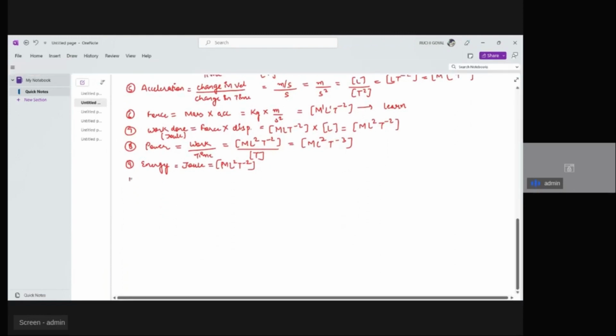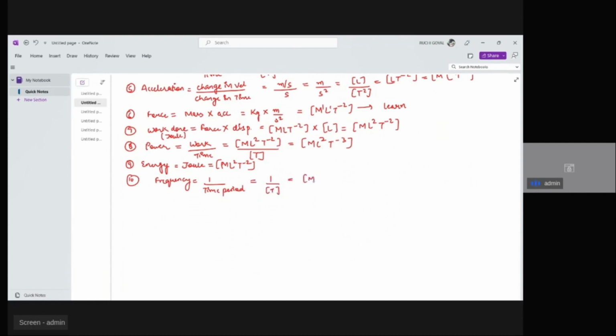For example, frequency. It will be 1 upon time period. So it will be 1 upon T. So what is the formula? M0 L0 T minus 1. This is the formula of frequency. Similarly, we can find angular frequency also.